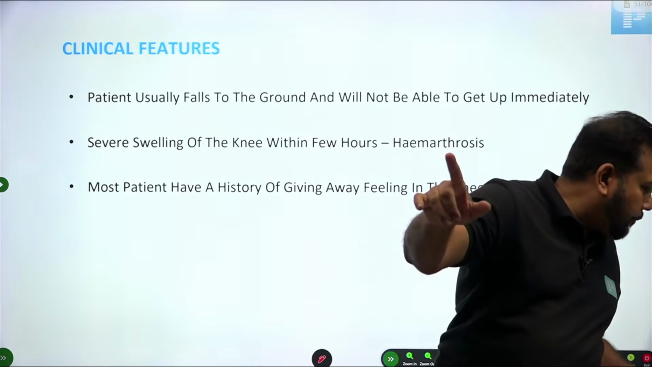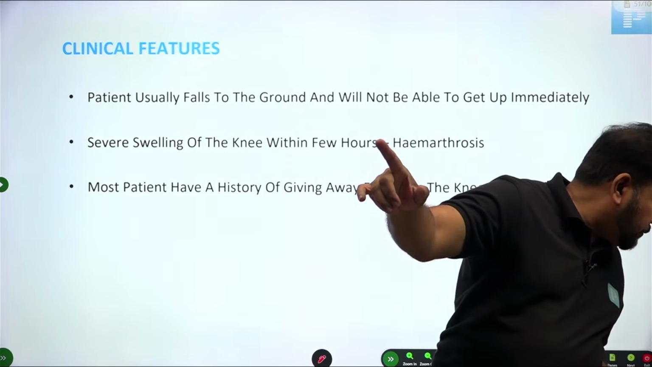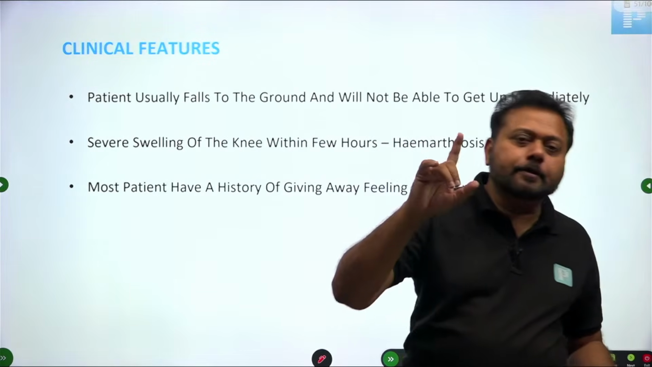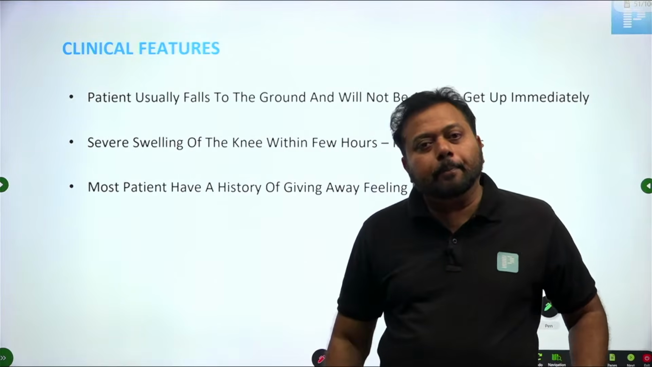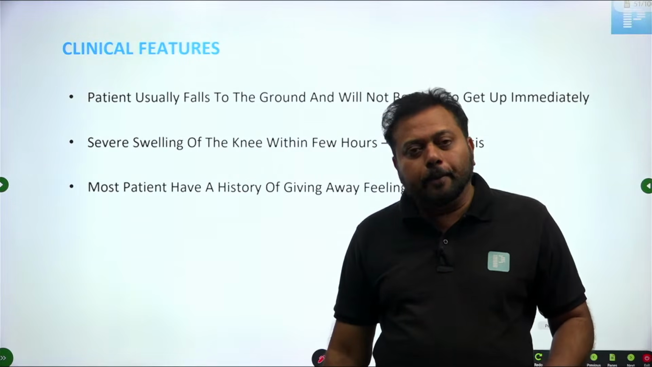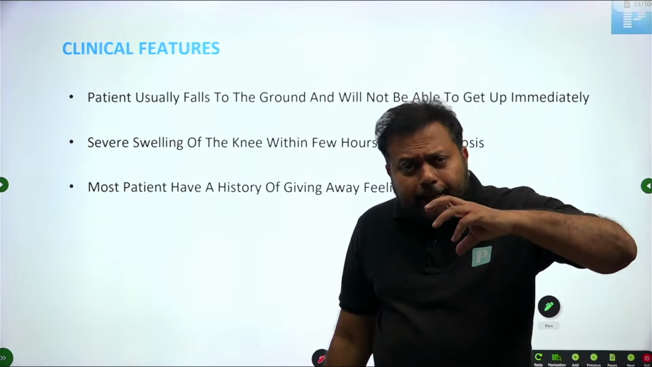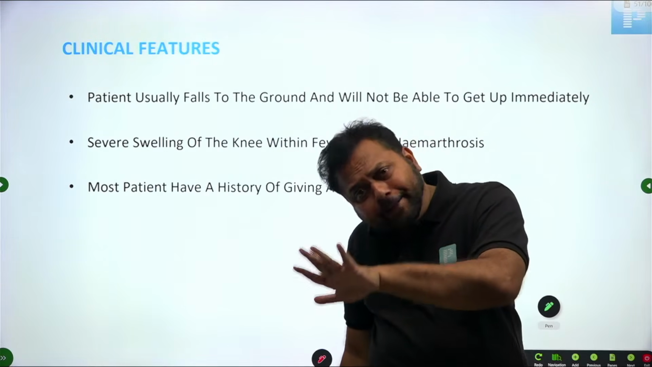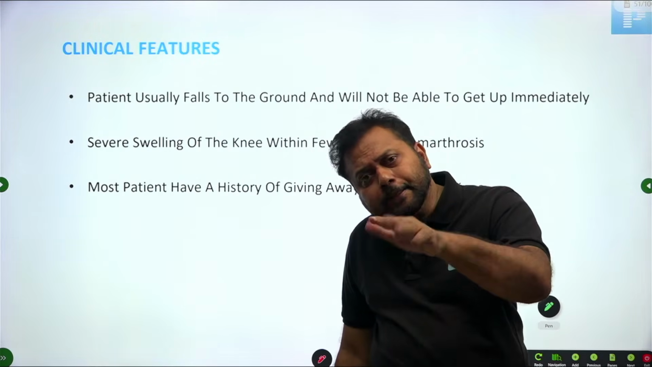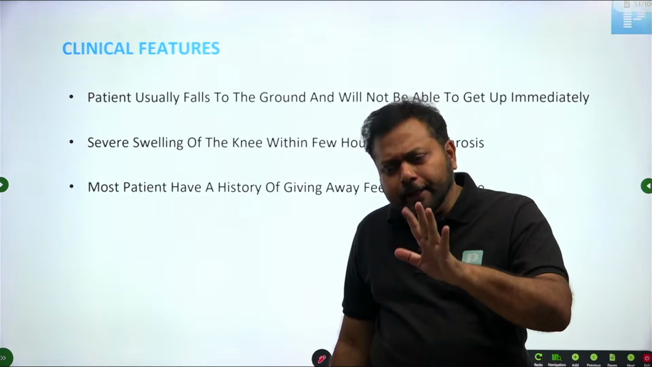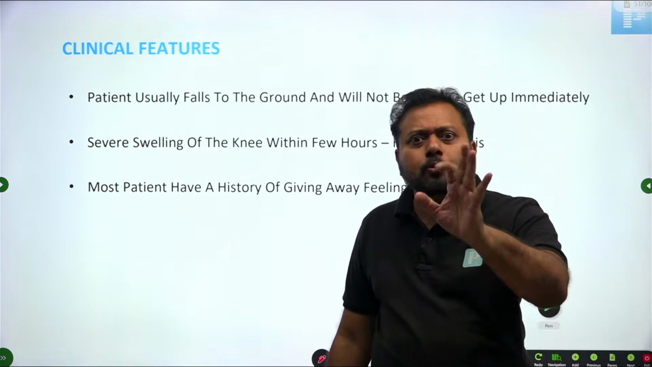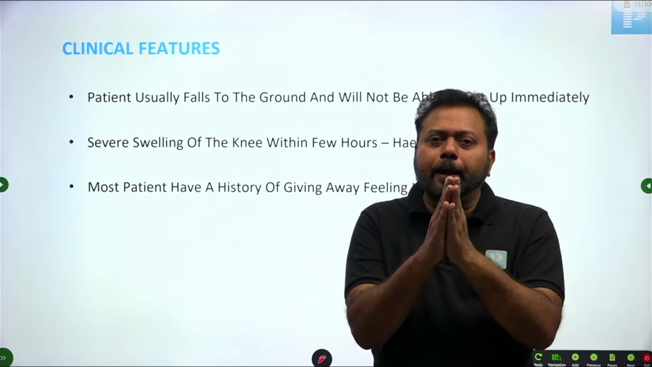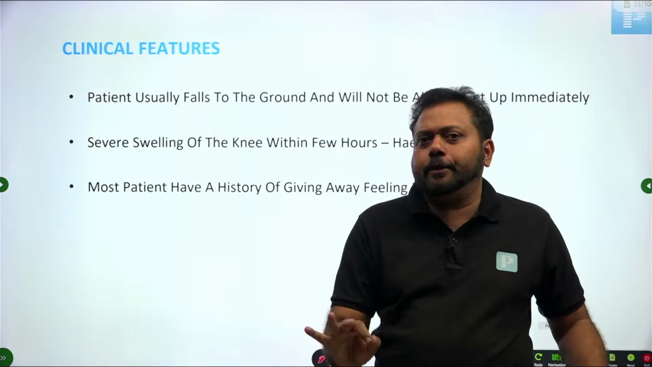This is the point I want you to remember. Swelling and pain comes a little later, most probably it is menisci. Swelling and pain coming immediately, it is cruciate. Please have this in your mind. Highly expected question in FMGE.